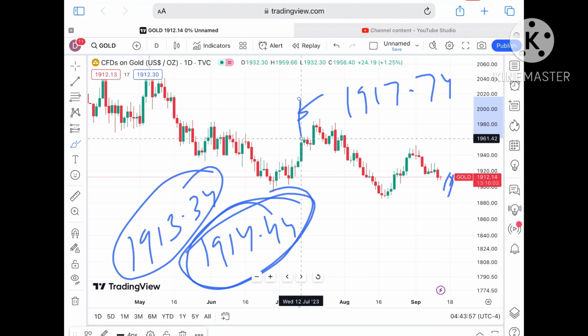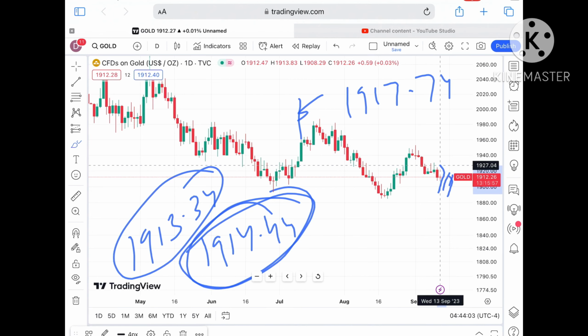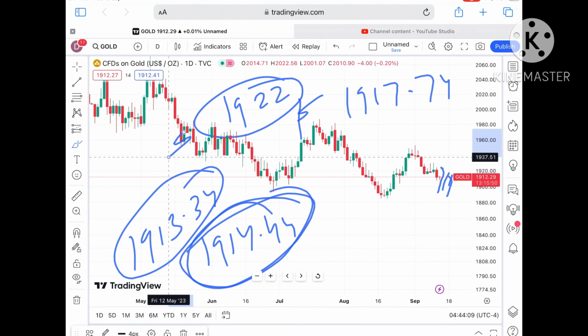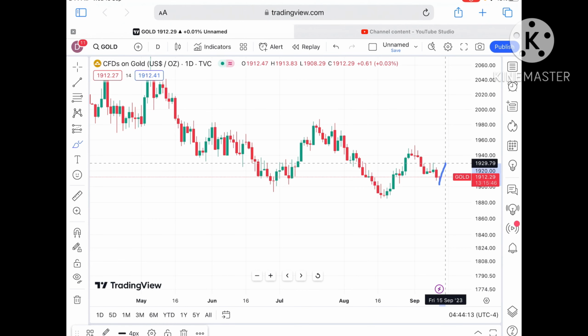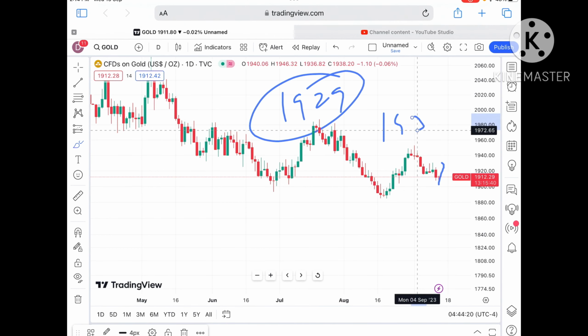$1917.74. Once the price starts sustaining $1917.74, we can see it will go further high, and the probability of going towards a level of $1922 is there. And if the price starts sustaining $1922, then we will see it will cross a level of around $1929, and from there we can see it will cross a level of $1930 also.